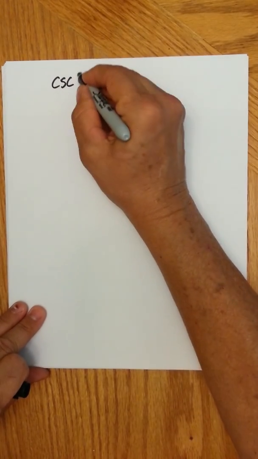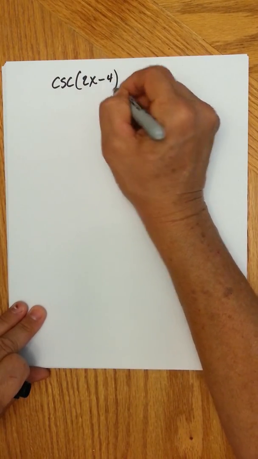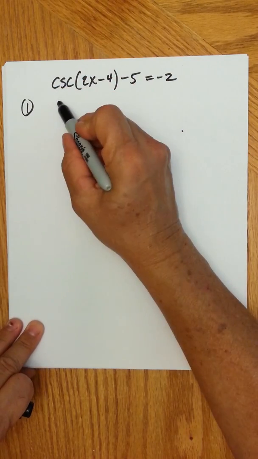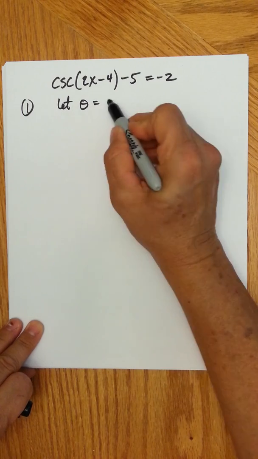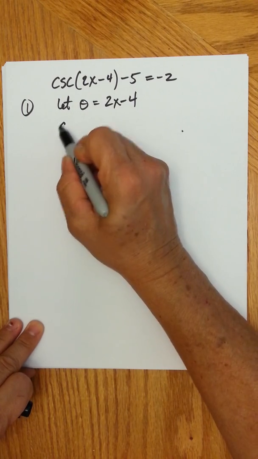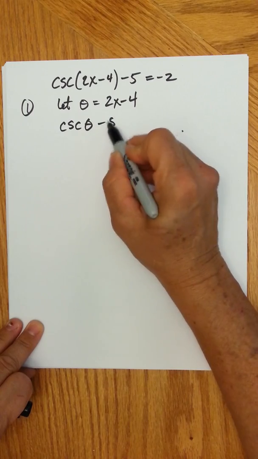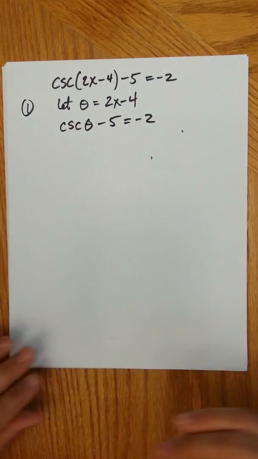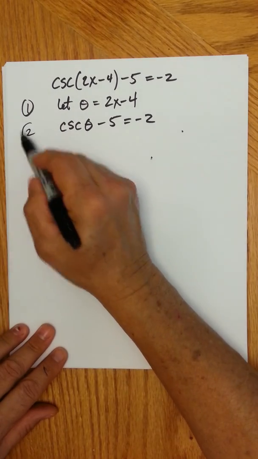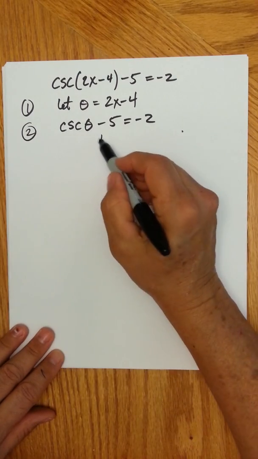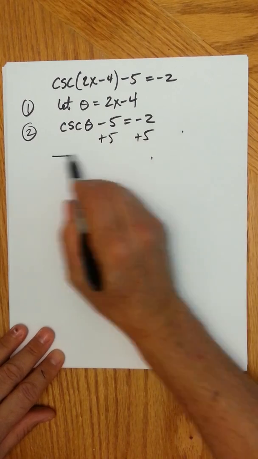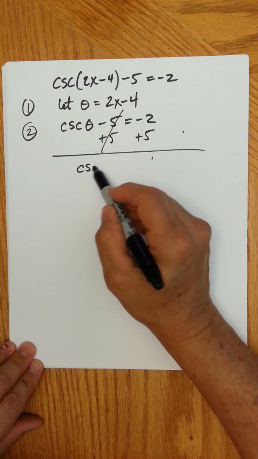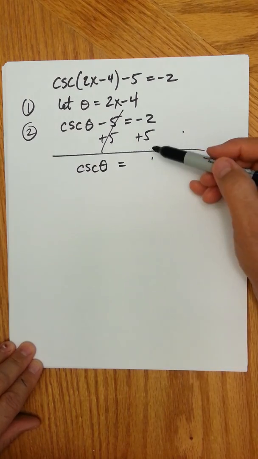So I have cosecant of 2x minus 4, minus 5, equals negative 2. First I'm going to do that substitution. I'm going to let theta be 2x minus 4. So now I can rewrite it as cosecant of theta minus 5 equals negative 2. And that's a lot easier to work with, just to see. Now I want to go ahead and solve for the trig function. In this case it's not particularly complicated. I'm using algebra. Since this is a subtraction by 5, I'm going to add 5. And I've already isolated my trig function.